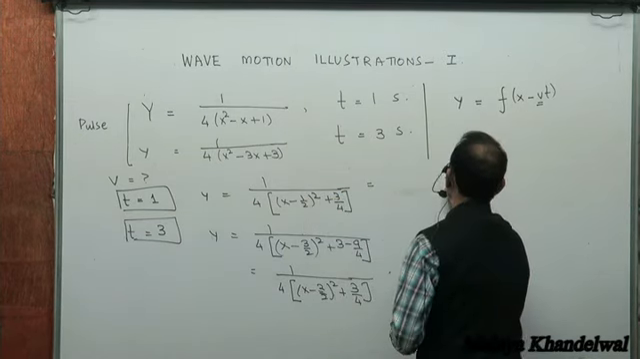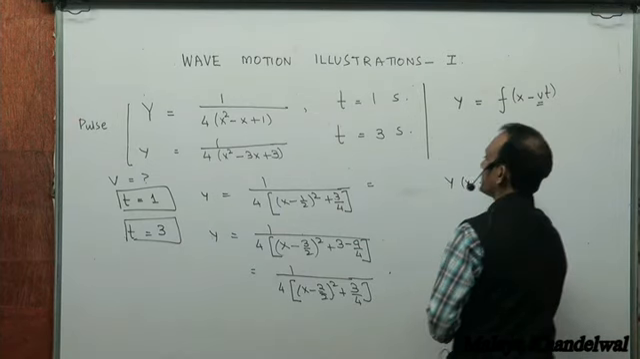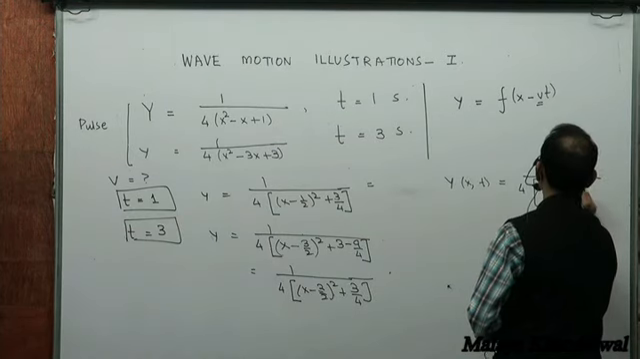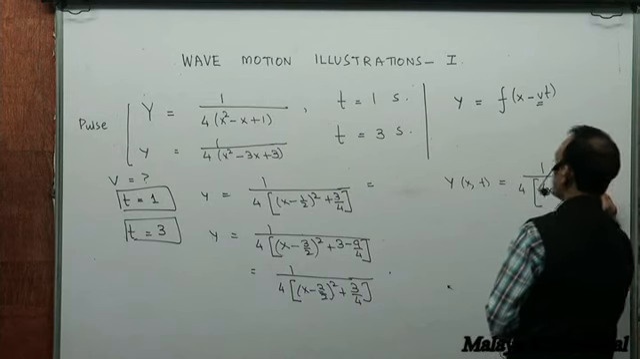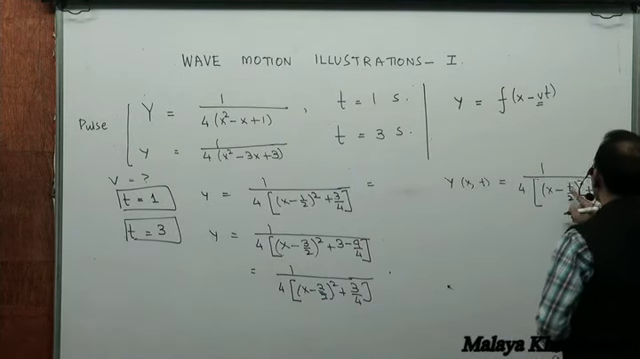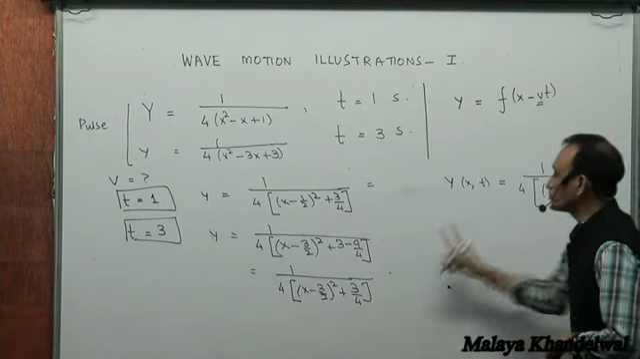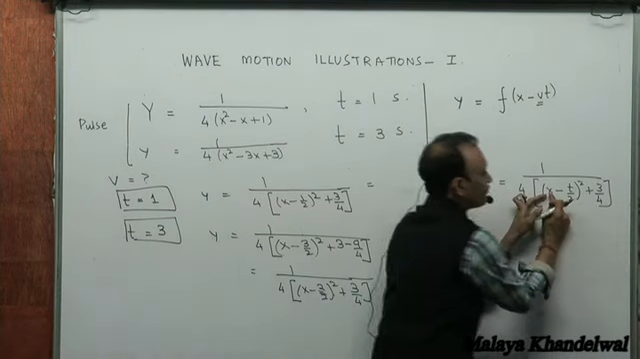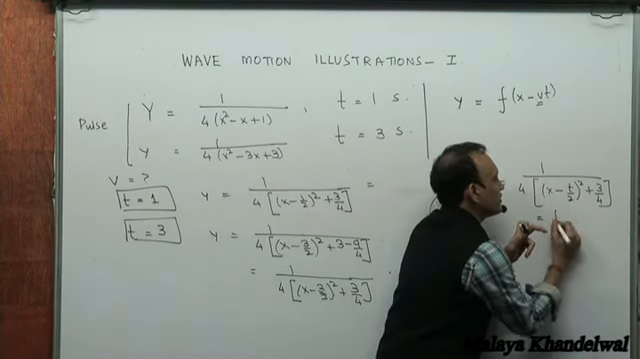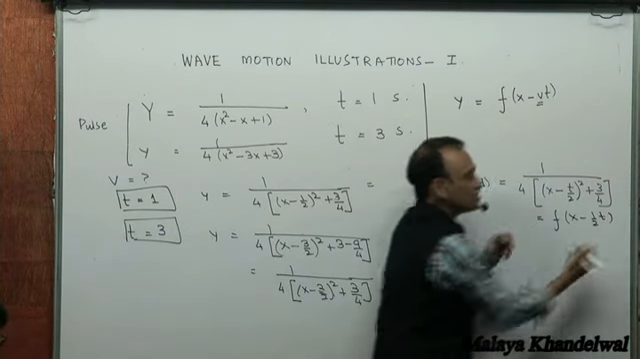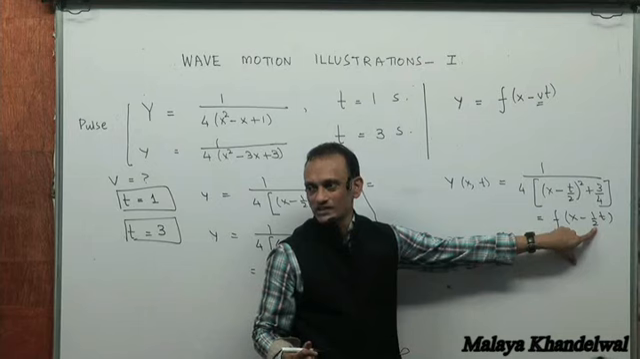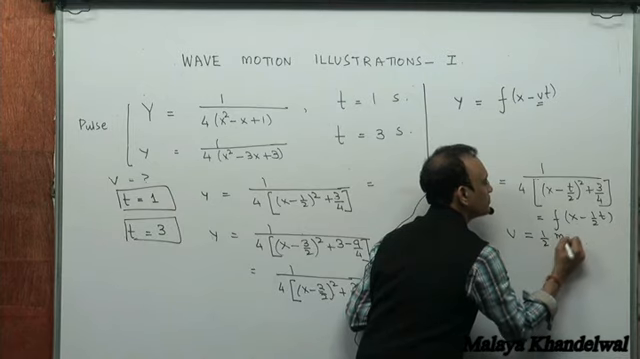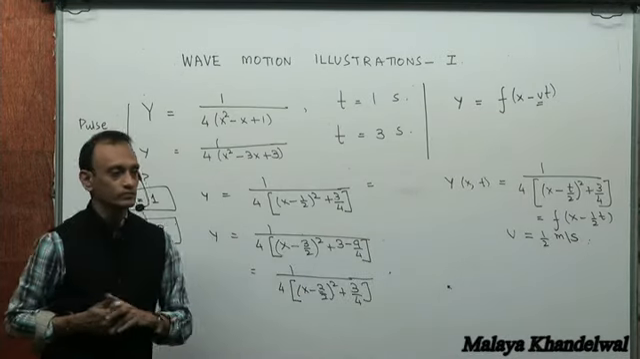What I do is I generalize this. y at x and t, I write as 1 by 4 into (x minus t by 2) whole squared plus 3 by 4. Because then at t equal to 1, I'll get this, and at t equal to 3, I'll get this as my disturbance pulse. Yes or no? And on comparison with f of x minus vt, this is a function of x minus half into t. So this half must be the wave velocity. So velocity of the pulse or the wave velocity is half meter per second. Yes or no? Got me?